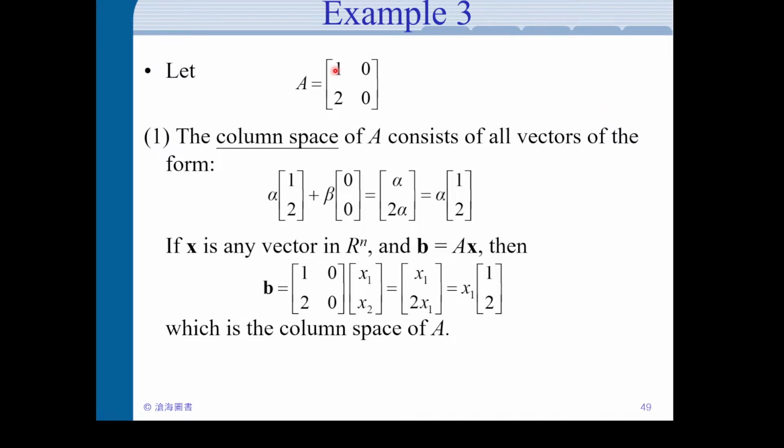Okay, so A is this quasi-singular matrix. So it has a column space where one of the columns is just 0, 0. So the column space is just a linear combination of the first column, just alpha times (1, 1, 2). And yeah, so this is the column space of A.